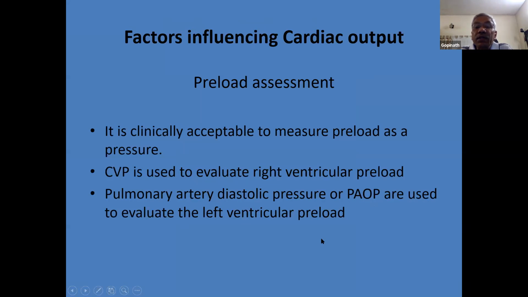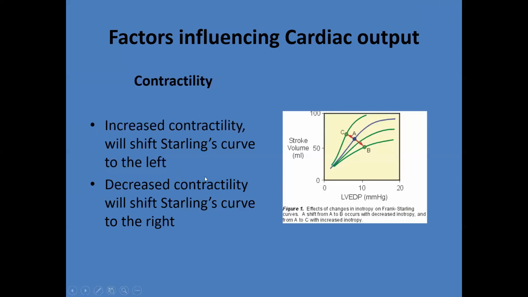So coming to the factors, enumerating them, we have to assess preload by some means. So what is an acceptable measure of preload? Generally, it is the CVP that we use, and it is acceptable to use pressure as a form of preload. So CVP or central venous pressure is usually in terms of only the right ventricular preload. Whereas if you use the pulmonary artery diastolic pressure or occlusion pressure, it indicates the left ventricular preload. So factors which affect cardiac output, like I mentioned earlier, are contractility. So if there is an increase in contractility, what happens? It is going to eject more blood.